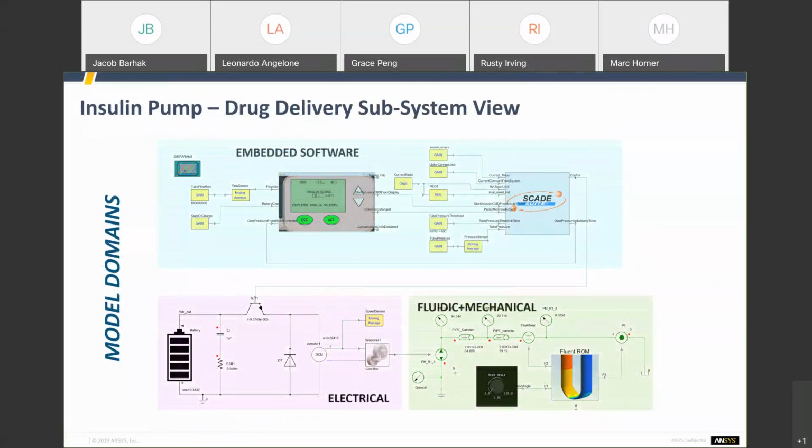Now, when we talk about model-based systems engineering, they typically talk about different domains of the model itself. In this case, for the drug delivery subsystem, for the model we developed, we have 3 different model domains. We have an embedded software domain that includes functional embedded software for the display and the controller. We have an electrical system domain that includes a controller as well as a battery and then a DC motor that's connected through a gearbox to a piston pump. And that piston pump is what's driving drug flow through a catheter and a cannula and ultimately into the patient. So here's our model-based system of the drug delivery system of an insulin pump.